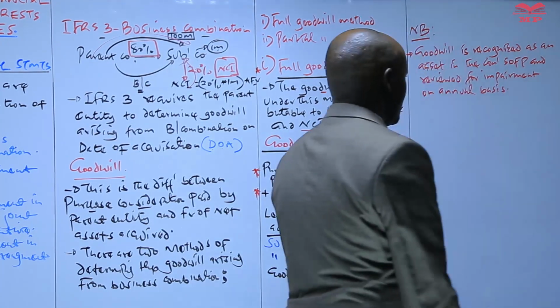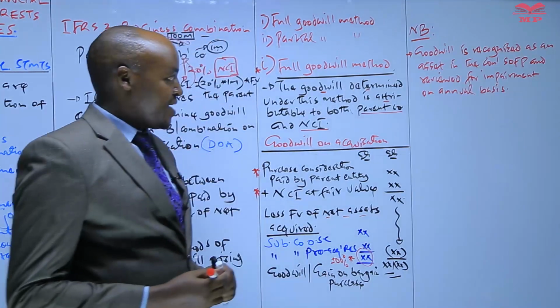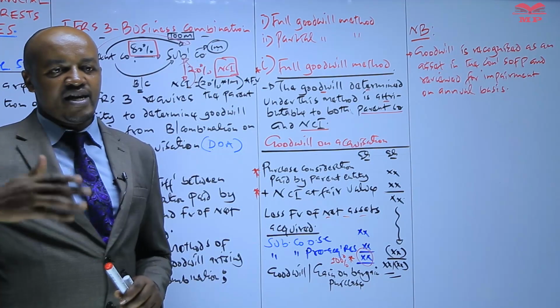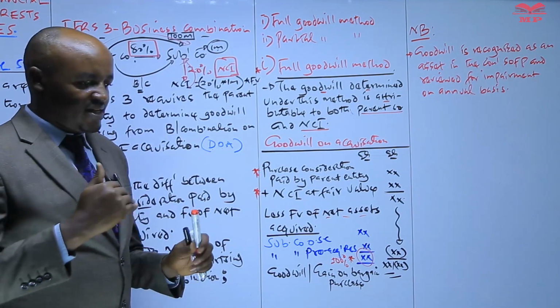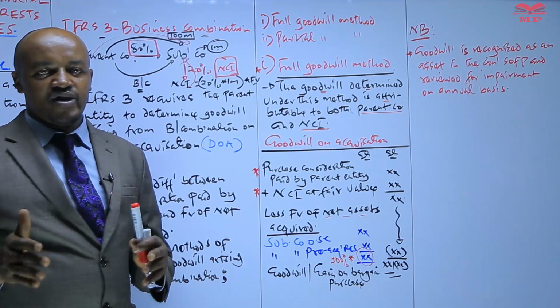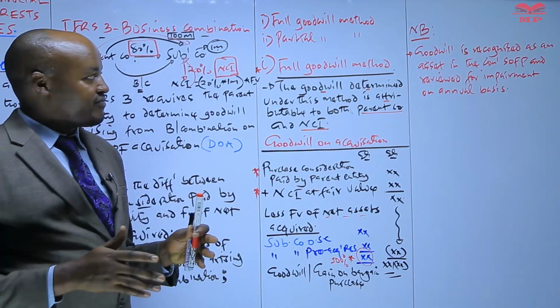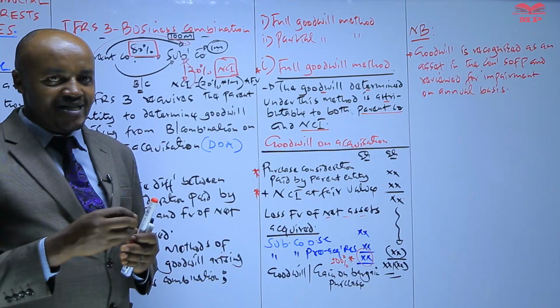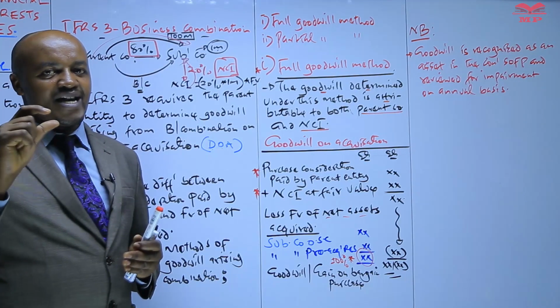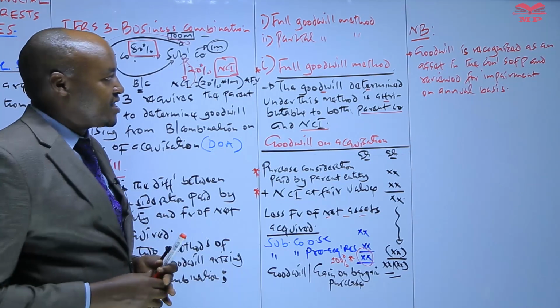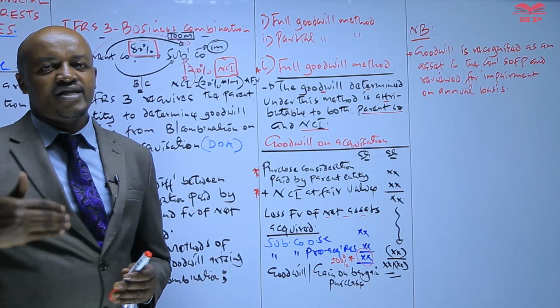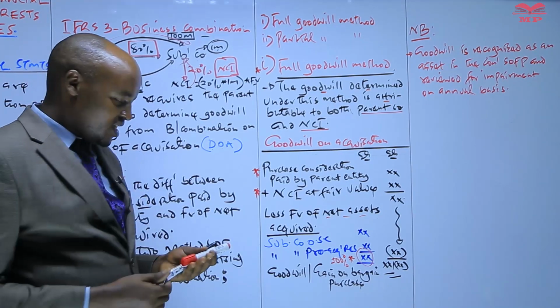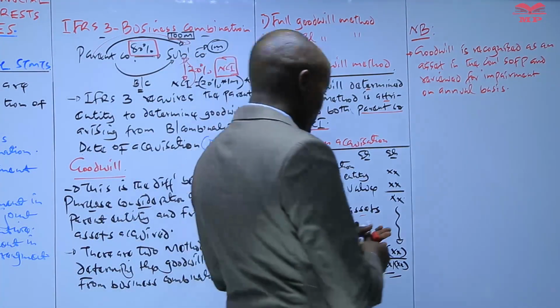So being reviewed for impairment, what that means is that the parent entity, or basically the parent company, at the end of each year should determine whether the value of the goodwill has reduced. If the value of the goodwill has reduced, then that reduction is an impairment loss, and that impairment loss is then recognized as an expense in the consolidated statement of financial position.